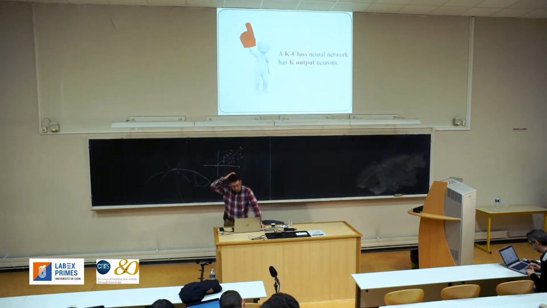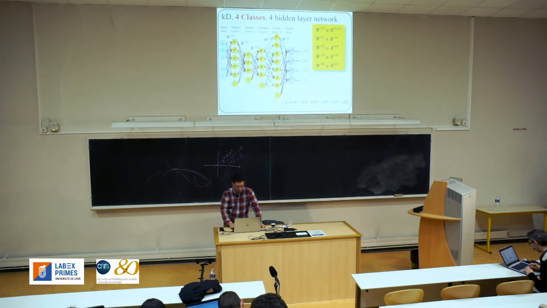How do we have a K-class neural network with K output neurons? Well, it's always the same story. If you want to have K classes, you need to have K output neurons. So here I have four classes, so I have four output neurons.